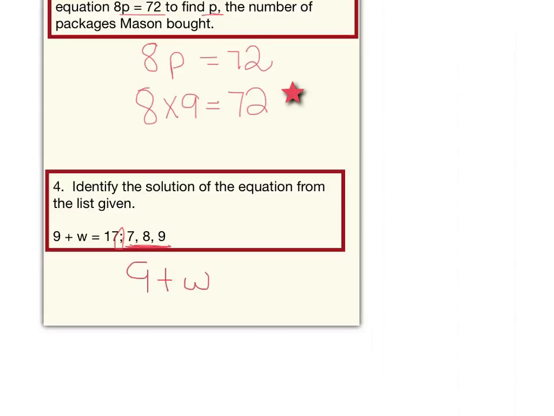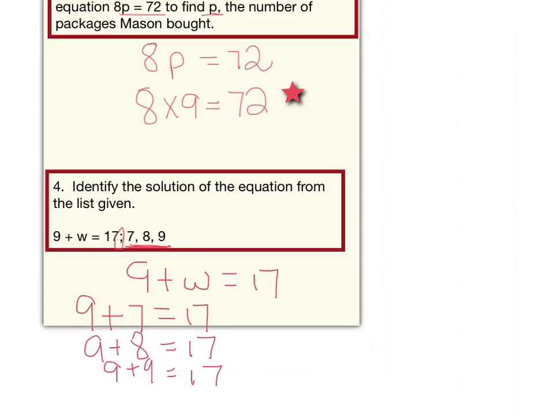9 plus w equals 17, and you're going to test all the solutions that are given. 9 plus 7 equals 17, 9 plus 8 equals 17, and 9 plus 9 equals 17 to see which is correct. Please circle the answer that you think is correct. When you have finished, press play and check to see if you are correct. Hopefully you found that 9 plus 7 does not equal 17. 9 plus 9 does not equal 17. And our correct answer is 8.